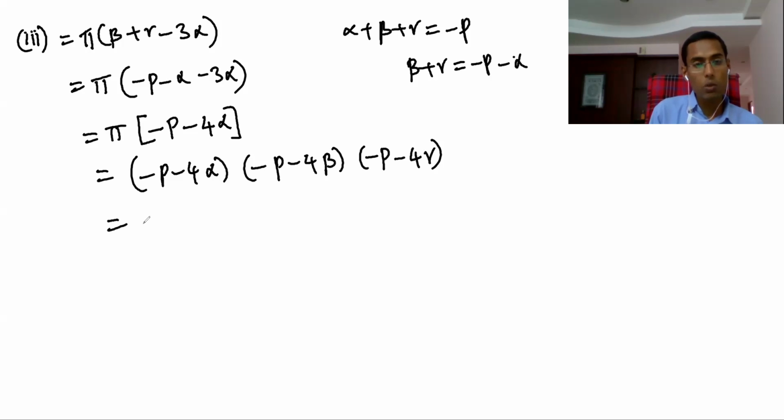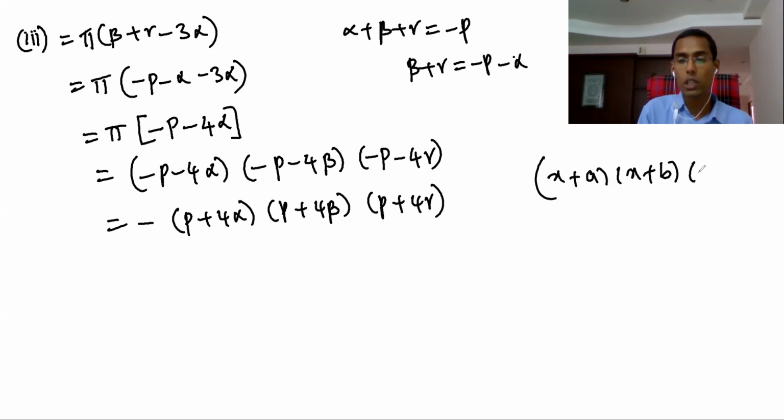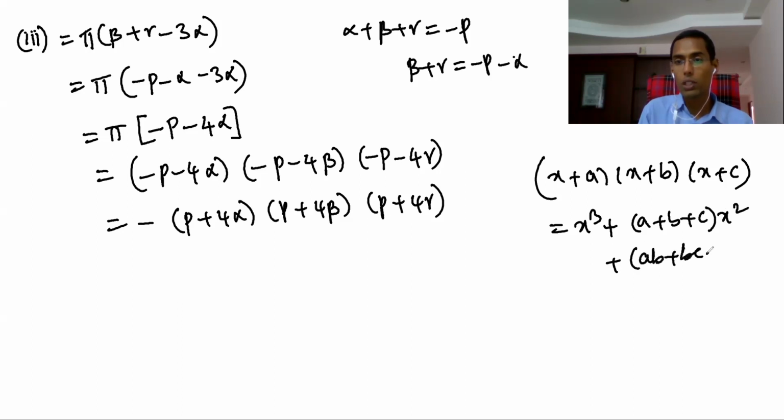Here if you take minus common, minus, minus, minus, 3 minus came out. So now we are going to get p plus 4 alpha, p plus 4 beta, p plus 4 gamma. This is what you have to simplify, which is very easy. This is like x plus a into x plus b into x plus c, right? So what you are going to get, x cube plus a plus b plus c into x square plus ab plus bc plus ca into x plus abc, like this you get. This is what is the thing here.